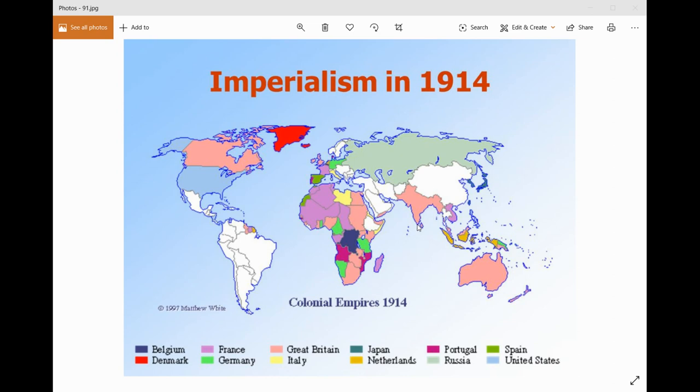There's a reason. Part of it is to get more raw materials. That's a big reason that France is going to take over Indochina: raw materials. So you want new markets to trade your goods, but you also want places to get raw materials. And think about it this way.